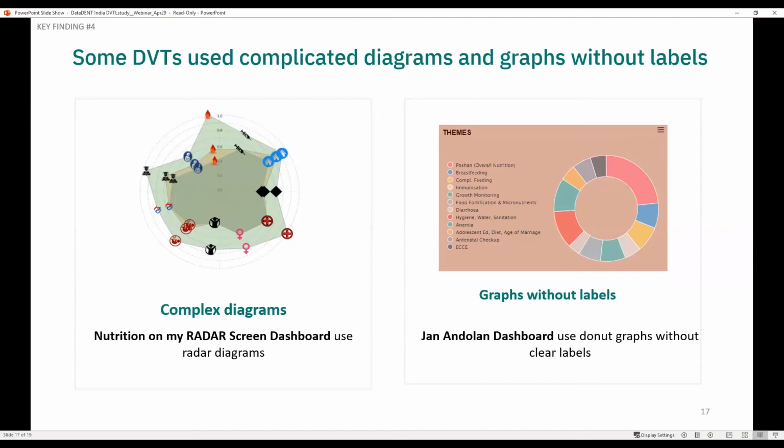A second example on the right is the Jan Andolan dashboard, which shows a donut graph without clear labels, leaving the reader quite unsure of what data was being presented. As depicted above, it showed different government ministry labels, but did not have a graph title or indicators. So with such examples, users may face difficulty interpreting.